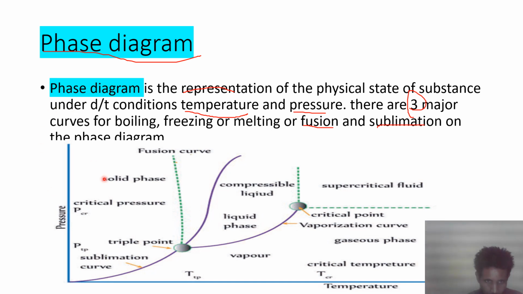This is the phase diagram. The y-axis is considered as pressure, and the x-axis is the temperature. We can see different states here, different curves here. This curve is considered as the sublimation curve, and this is a triple point. What is the triple point? The triple point is a point where the three states coexist together.